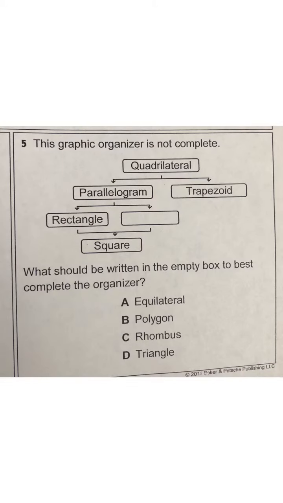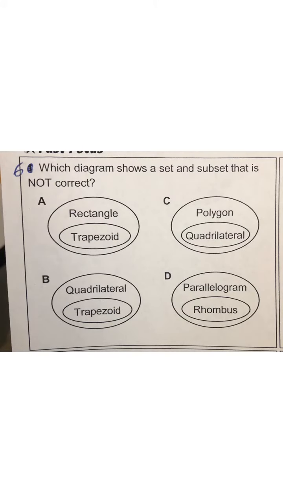This graphic organizer is not complete. What should be written in the empty box to complete the organizer? A, equilateral, B, polygon, C, rhombus, D, triangle. Which diagram shows a set and subset that is not correct?